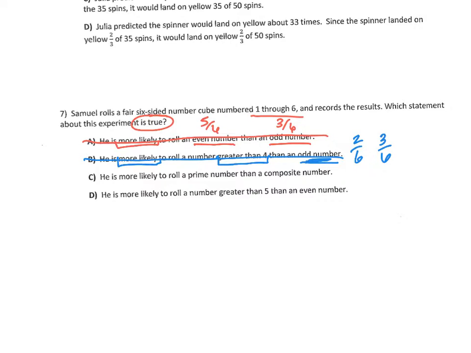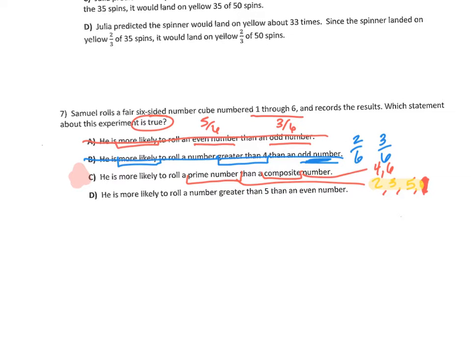C, he is more likely to roll a prime number. Remember, prime numbers are 2, 3, 5, and 7, but 7's not on a dice. So 2, 3, 5. And then a composite number would be 4 and 6. We don't count 1 for either of those. So is that true? Is he more likely to roll a prime number than a composite? Looks good so far. We'll put a star.